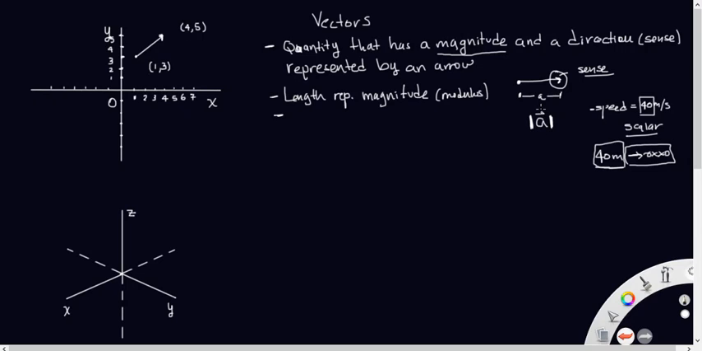And some notebooks don't show this little line on the top of the A. They show only a capital bold font between the vertical lines, and this is considered the same as this. So you will see in some textbooks the bold font style between the bars, and in some other textbooks you will see a regular character with a little arrow on the top. So both represent the same.